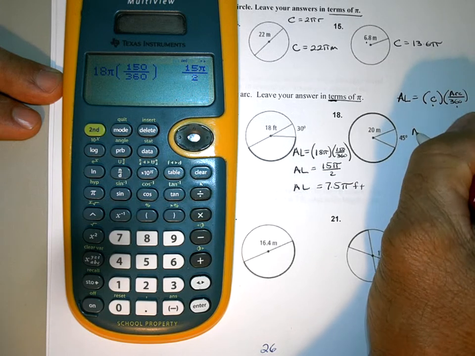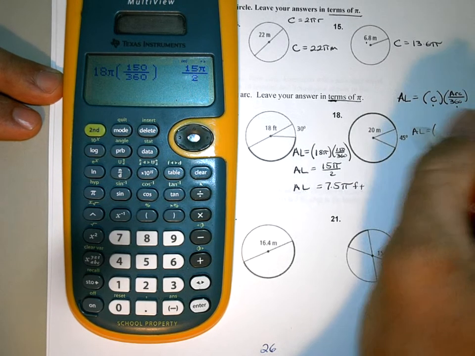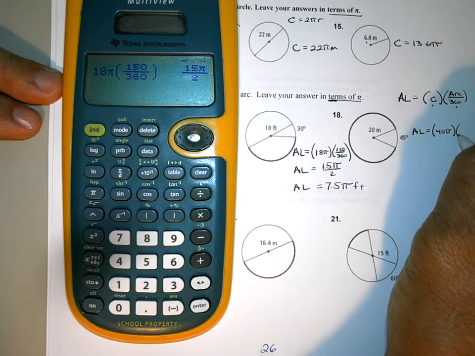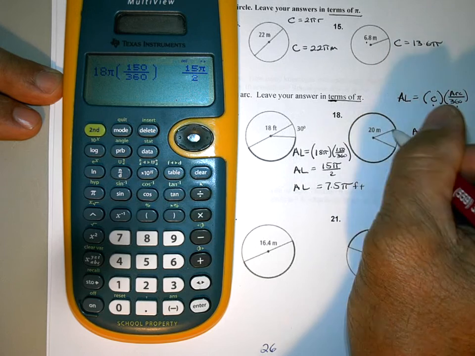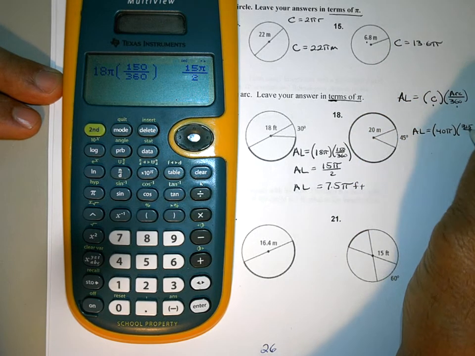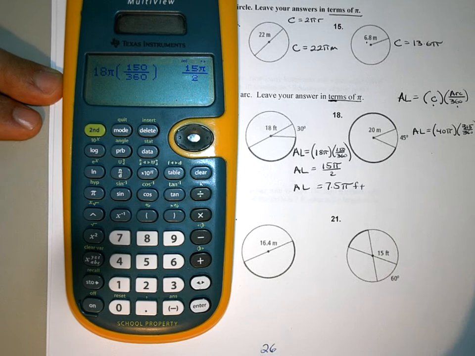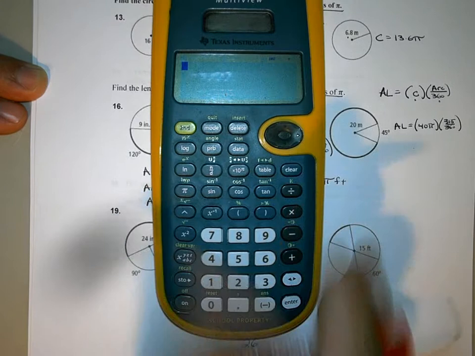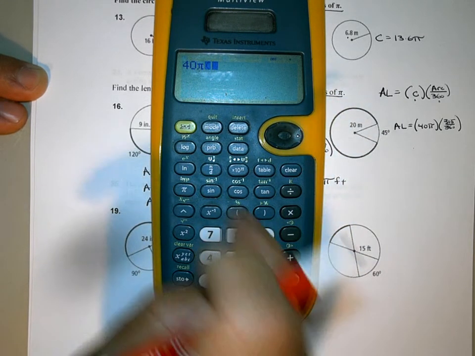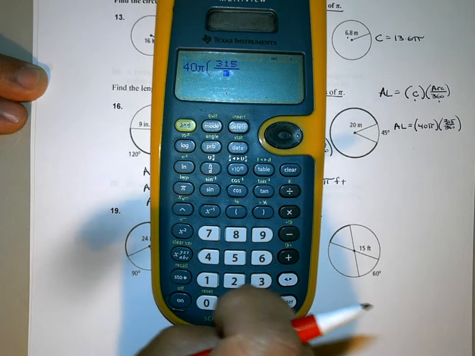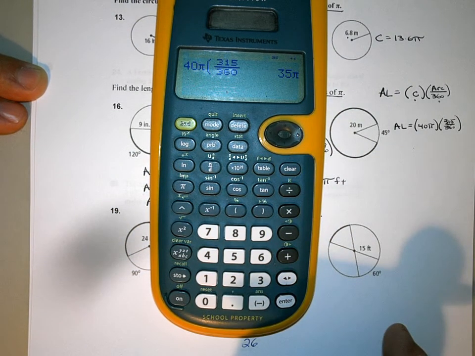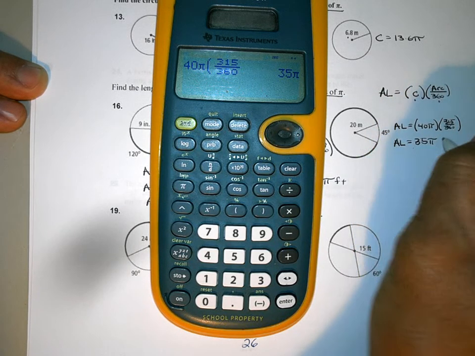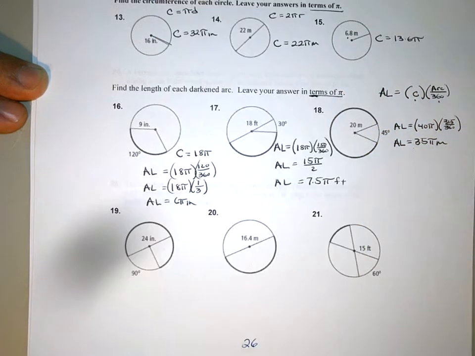All right, number 18. So we have the arc length is, well, this is the radius, so it's 40 pi when we convert it to diameter, times 315 over 360, the fraction of the circle. Okay, so let's put that in our calculator. That's 40 pi times 315 over 360, and we get 35 pi. So the arc length is 35 pi, and that is meters. Okay, moving on.